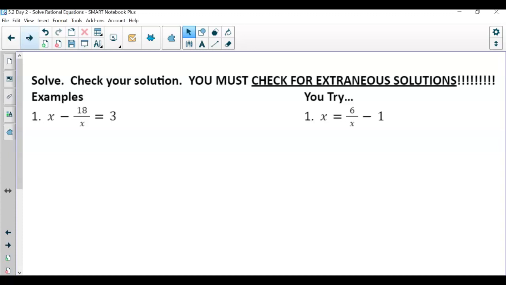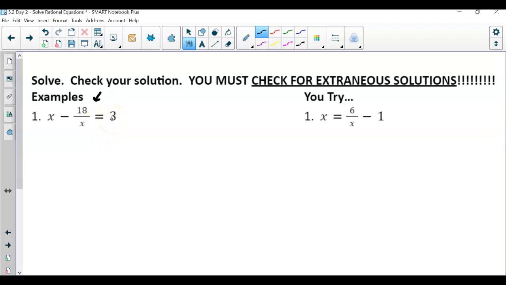So we need to make sure to identify what are those values that make our expression undefined, because then if it is a solution, then we know it's canceled out because it's what makes the expression undefined. Now, notice here in our first example, how we have 18 over x, and we are now subtracting. So we have x minus this rational value here is equal to 3.